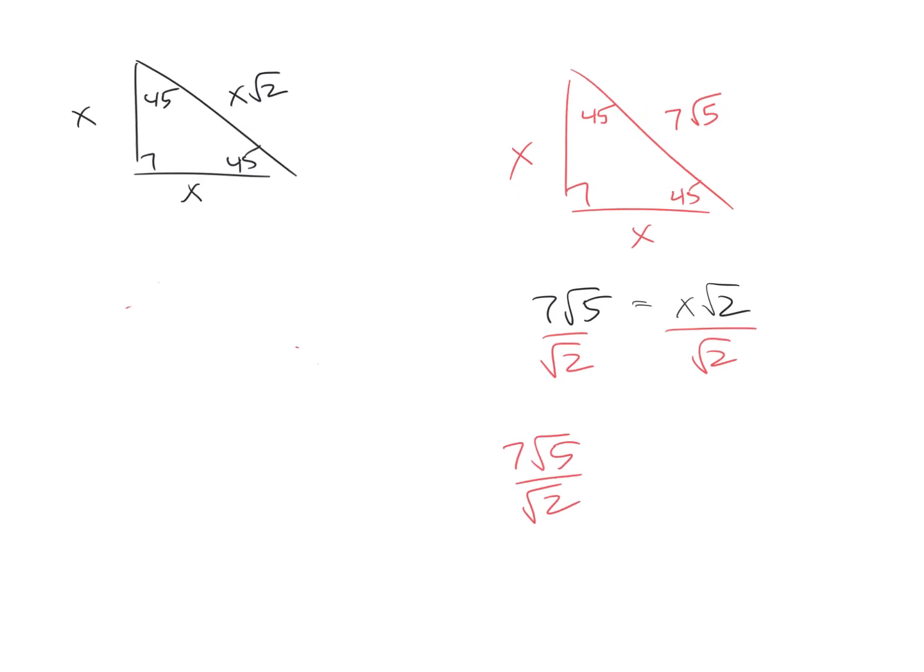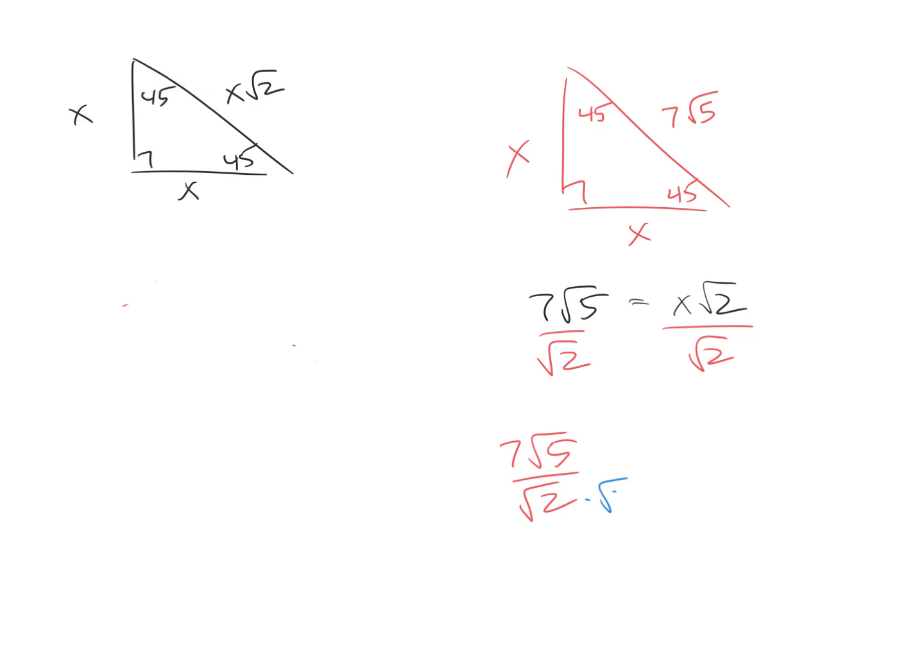So what are we going to do to both sides? Root 2 on the top and the bottom. You know how to do this, people. You know it. I would be left with 7 root 10 because underneath those roots, it stays under the root. Root 5 times root 2 would get me 10. Root 2 times root 2? 2. Whoa, that would be my leg. 7 root 10 over 2.